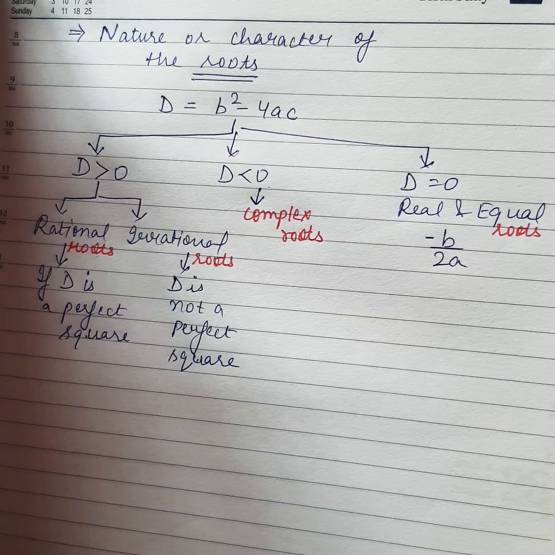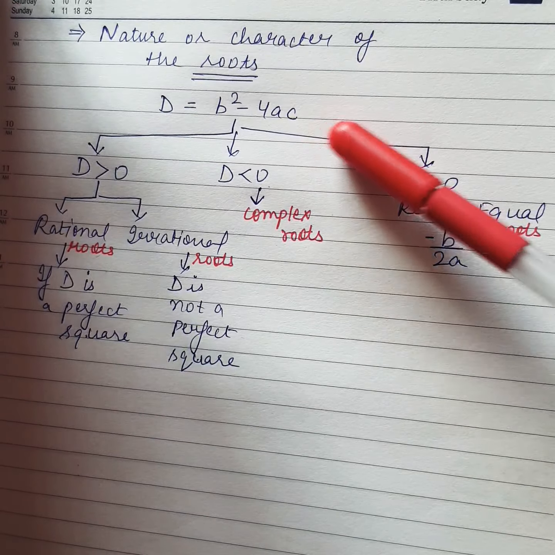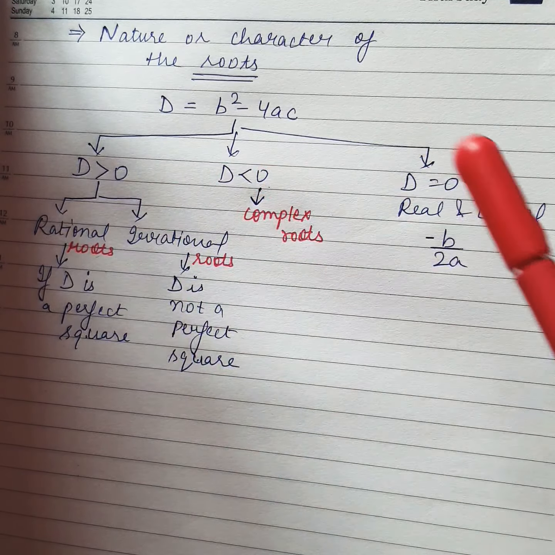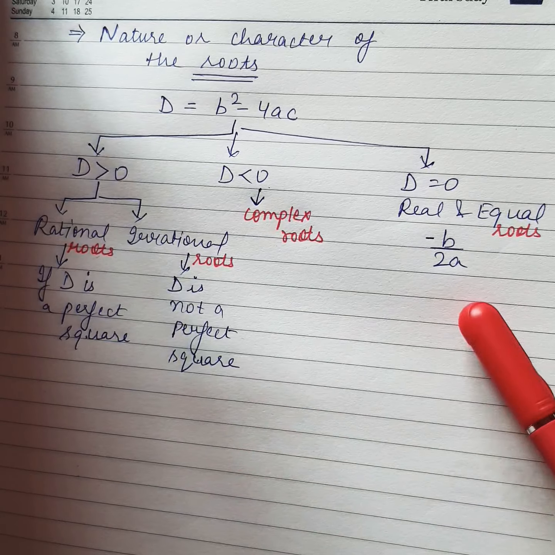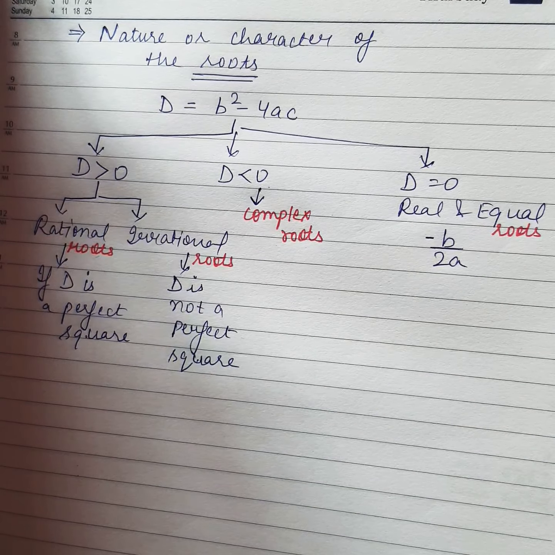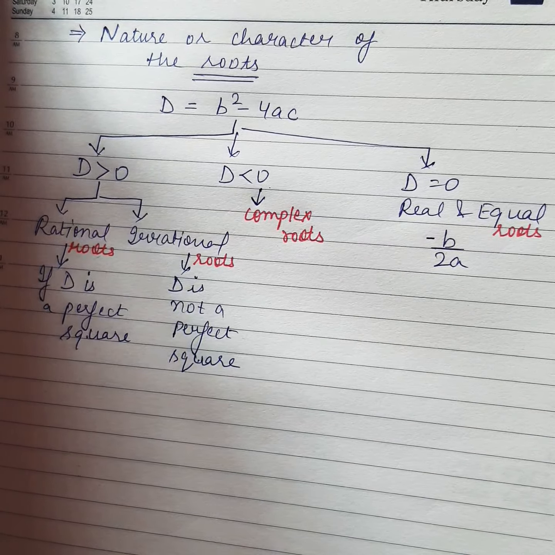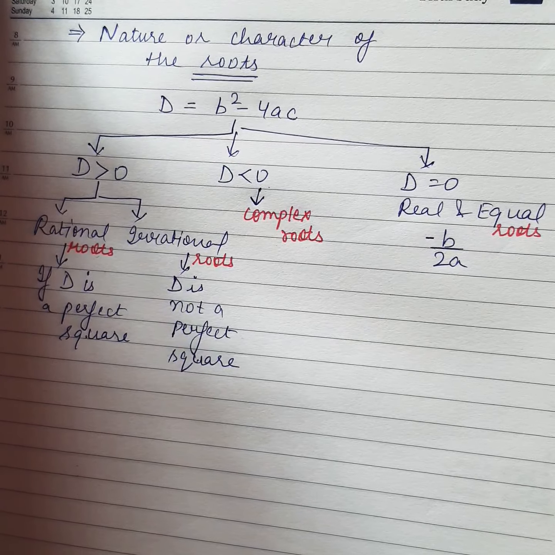So this you need to remember. They may ask you to examine the nature of the roots without finding the roots. In that case you need to just find the discriminant, and according to these given conditions you need to decide the nature of the roots without actually finding them. Let's try one or two questions of this type.